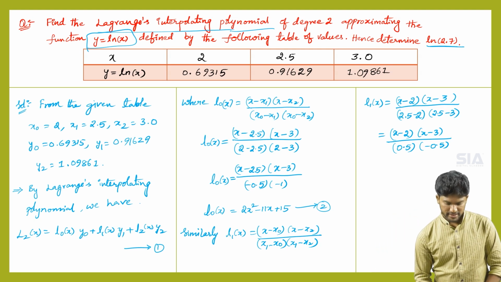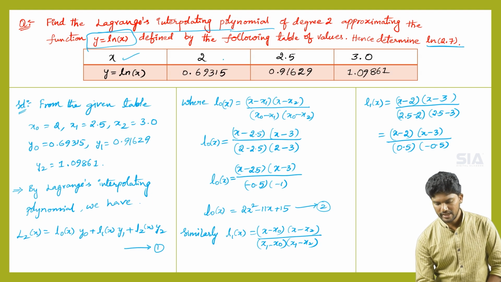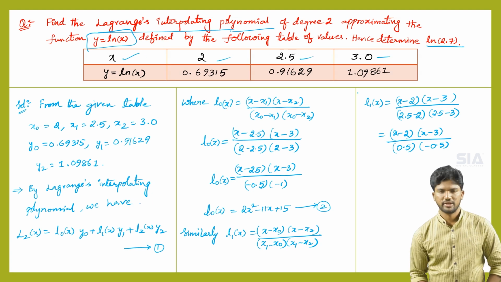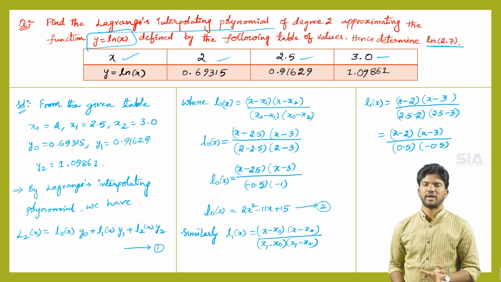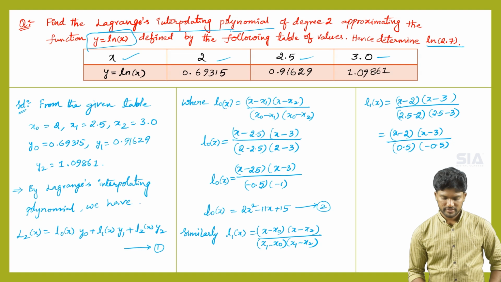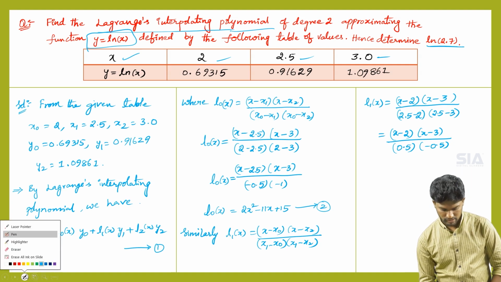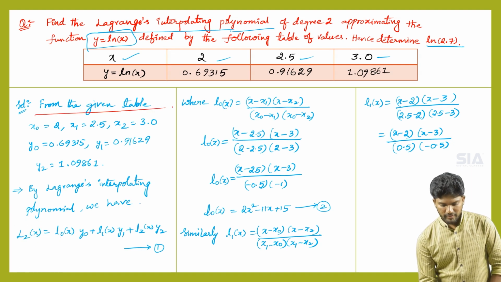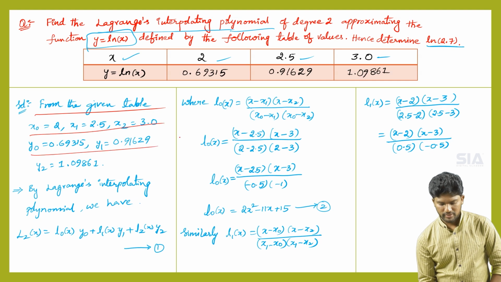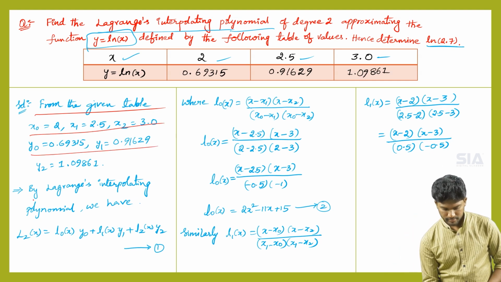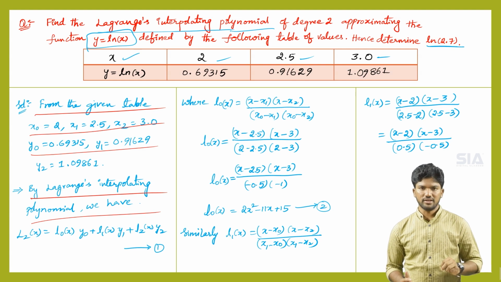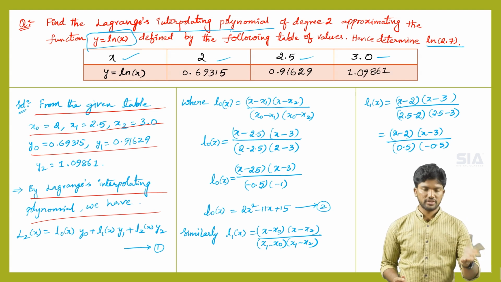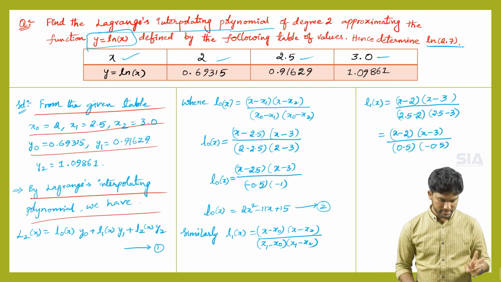See, the given data x values are 2, 2.5 and 3.0. Given data is equally spaced. Small h is equal to 0.5. By clearly observing we can say that, and y is equal to ln of x values we also have. Now you can see the solution. From the given table, you can write x0 values and y0 values, and by Lagrange's interpolation polynomial we have 3 points, x0 y0, x1 y1, x2 y2. Then you can take that L2 of x.